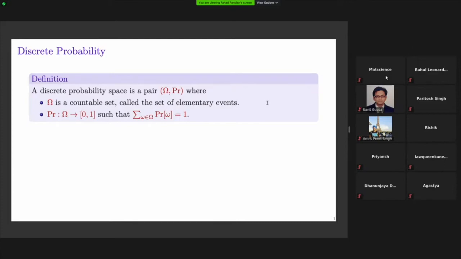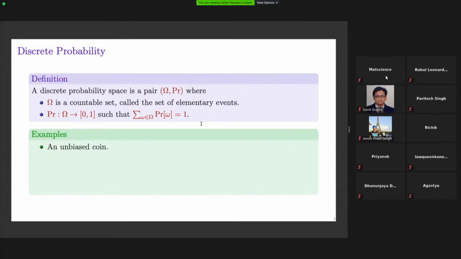And then there is a probability function. Every elementary element is mapped to one number between 0 and 1, such that the sum of the probabilities is equal to 1. Let's see simple examples.